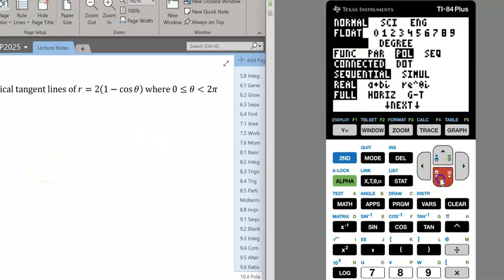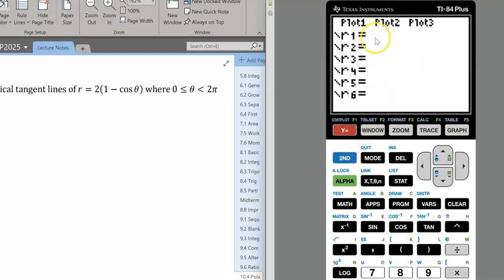On the calculator, after hitting mode, you would switch from function mode, which it's very likely already in, to polar mode. And once you're in polar mode, when you hit y equals, you're now entering your polar equation in terms of r. So notice it says r equals. So I'll go ahead and type the function that we have.